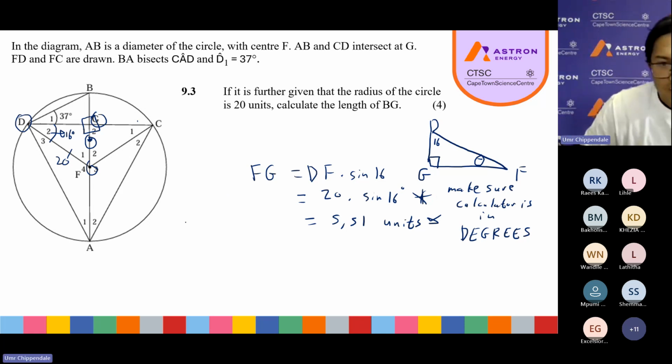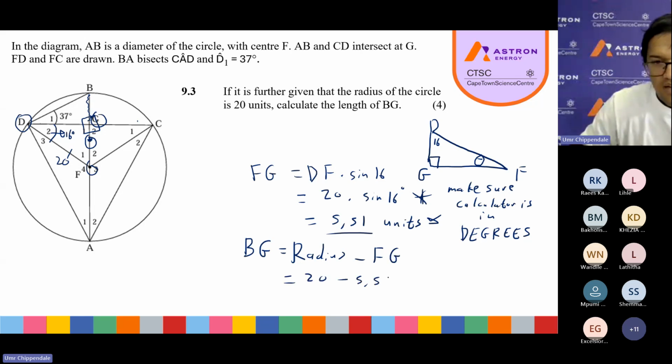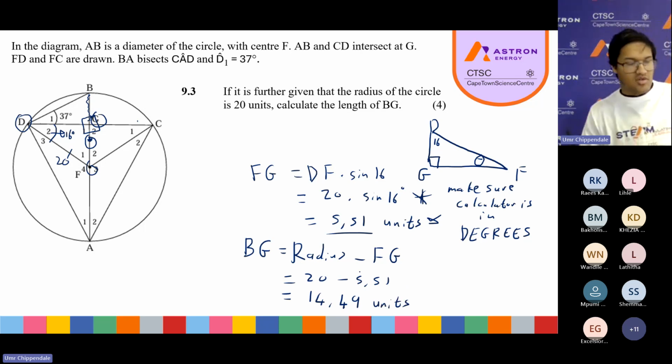Now, we're going to take our BG, which is going to be this line over here. Remember the rest of it. That's basically now just going to be our radius, which is the total amount of it, minus our FG, which you just calculated over here. So that is 20 minus 5.51. Type that in your calculator, and you're going to get your answer of 14.49 units. Because the radius was measured in units, we're just going to use units as well. And that is how we do 9.3 with 4 marks. Right? Just like that. Okay.